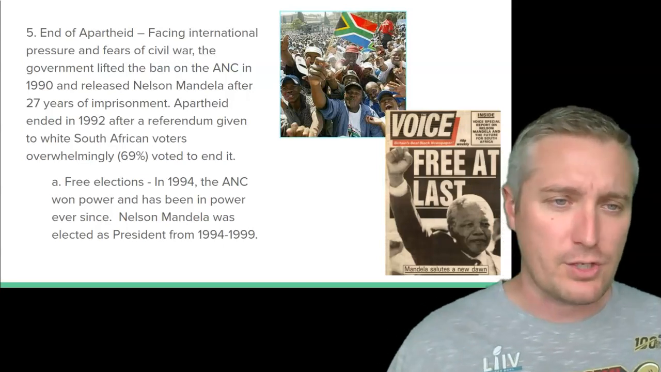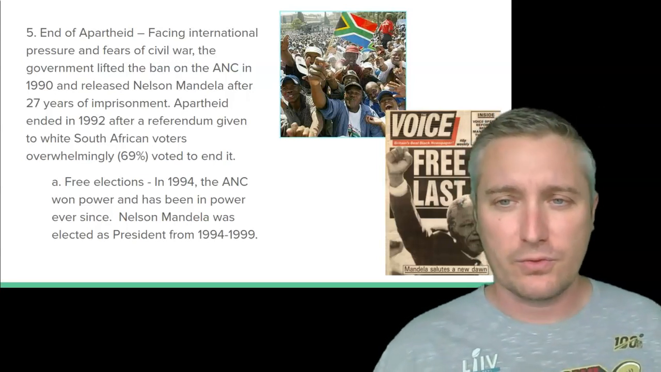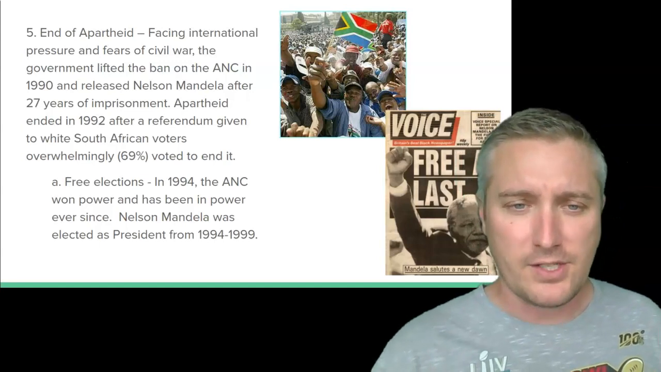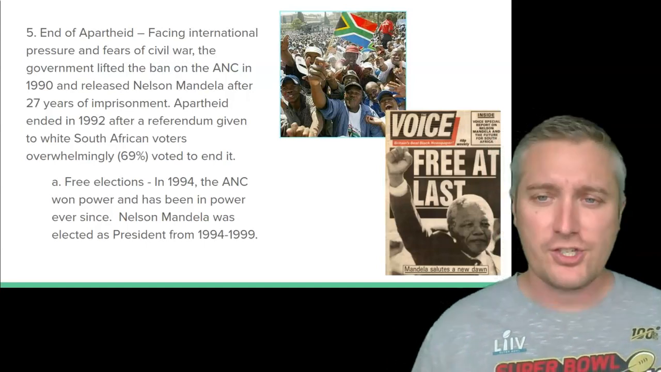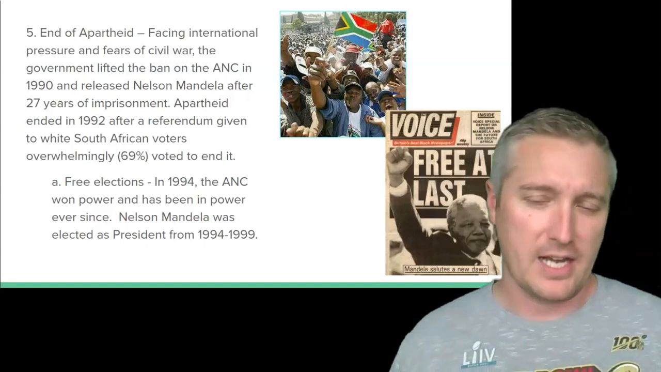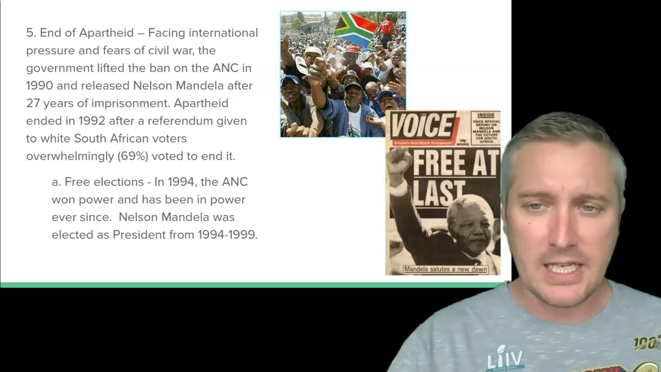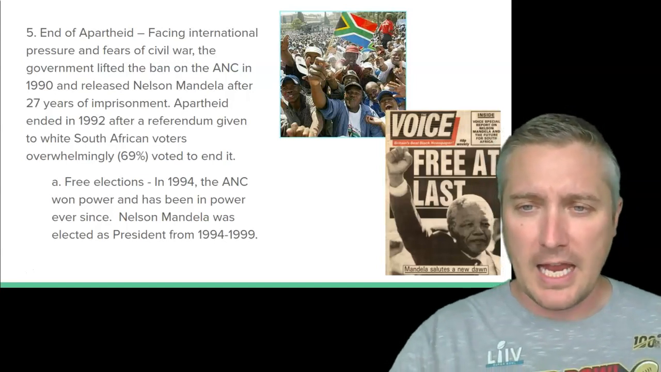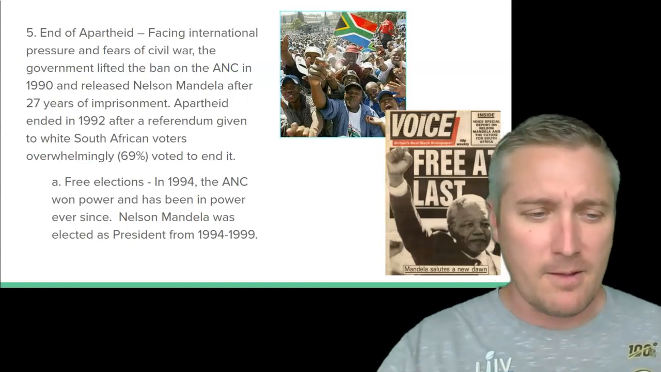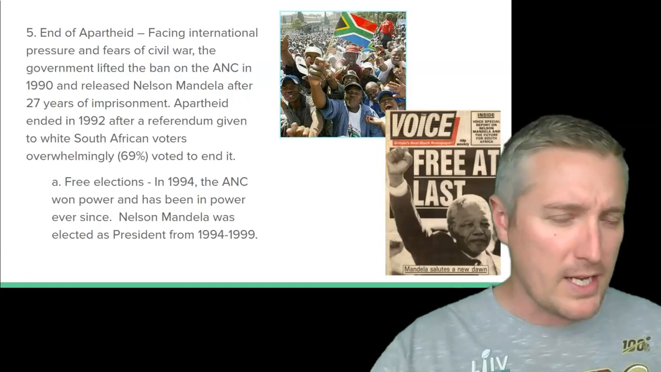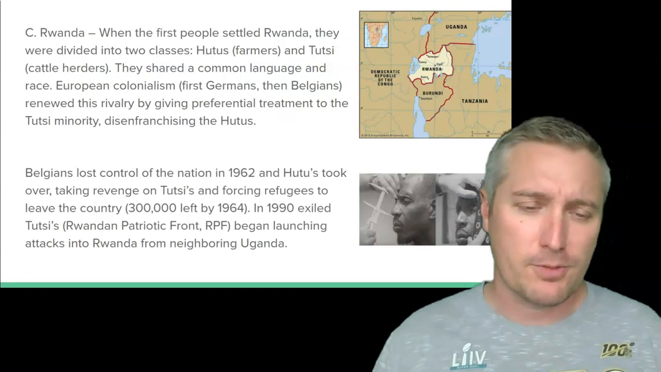So you have this man who has been in prison for 27 years for fighting against this racist government. Within 2 years, he's released, and all of a sudden is now the leader of that country. So a tremendous positive change in that nation with the end of apartheid. So again, we see here in this case study, where race really becomes the central issue in their independence push.